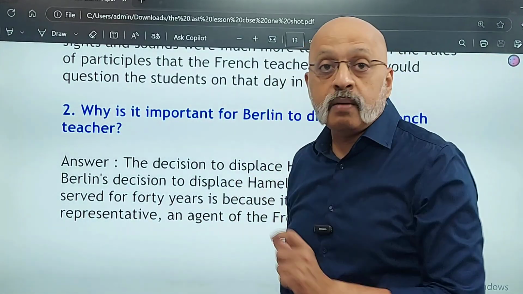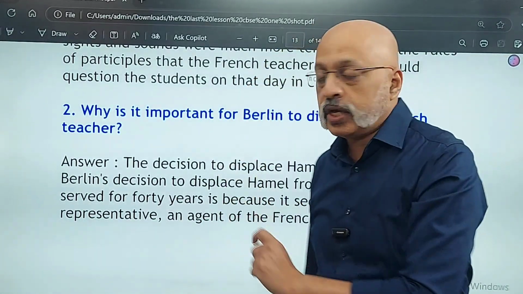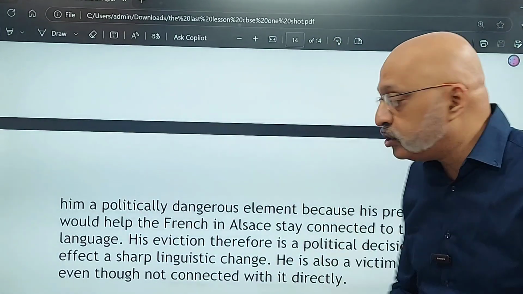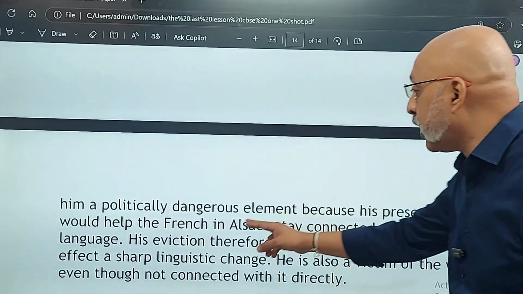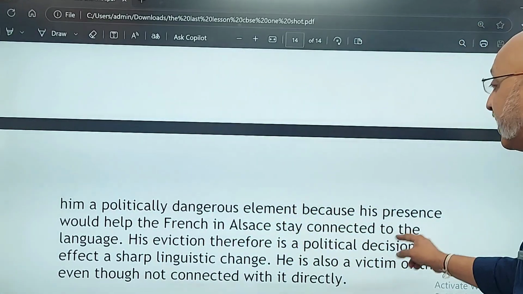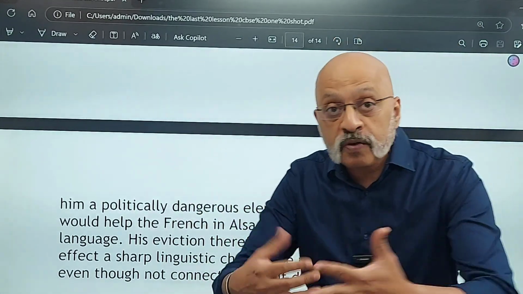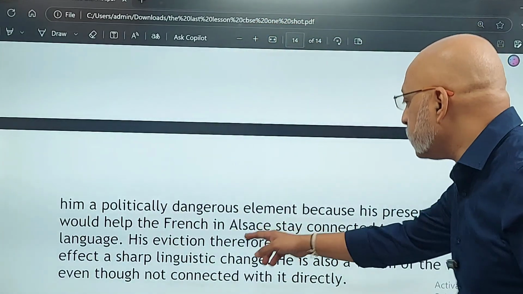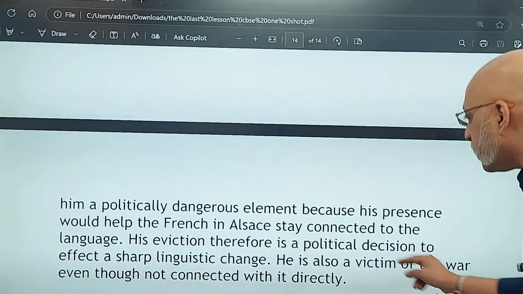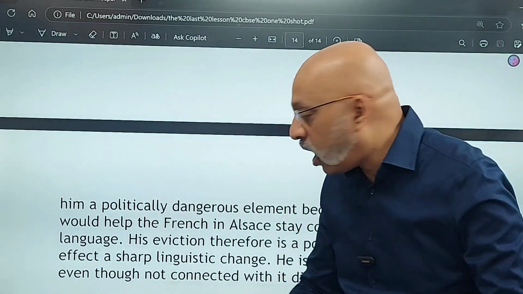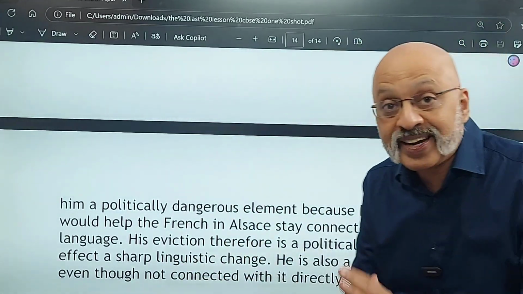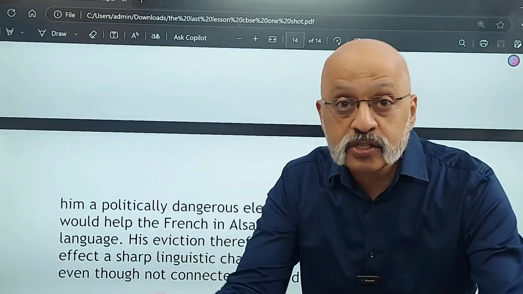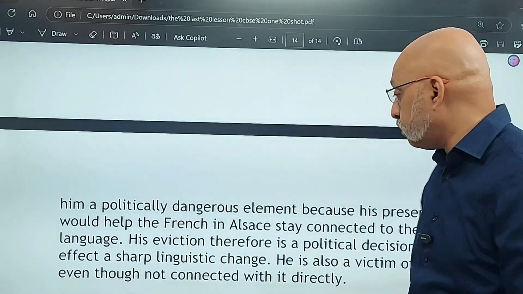This is an extremely important phrase which you should use in your answers. That makes him a politically dangerous element because his presence would help the French in Alsace stay connected to the language. It would give them the key to the prison, and they don't want that to happen. His eviction, therefore, is a political decision to effect a sharp linguistic change. Fantastic phrase. Please use it. These are my original answers. Please use these kind of phrases so that you get top marks.